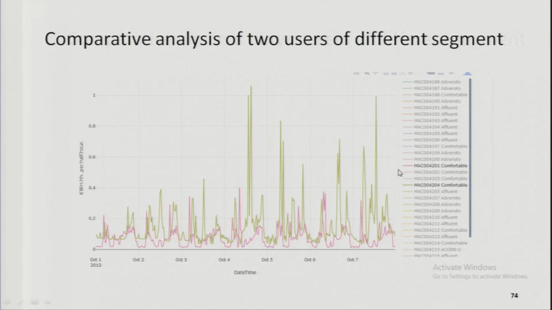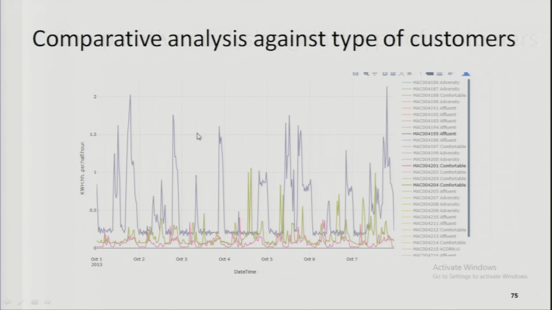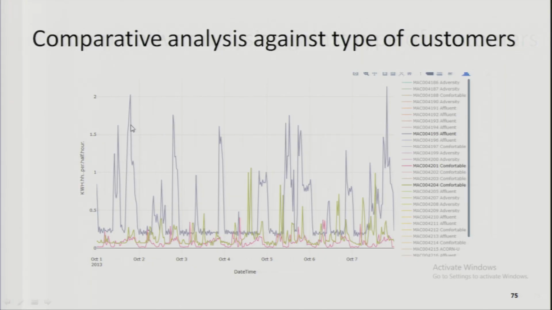Here we are seeing the comparative analysis of two users who belong to different segments, and clearly we can see that segment plays a role in the usage of energy. Another analysis where we are analyzing some more customers, and comparative analysis indicates that the energy usage of this third customer is significantly higher than the previous set of customers. So in these ways, you can analyze the data.